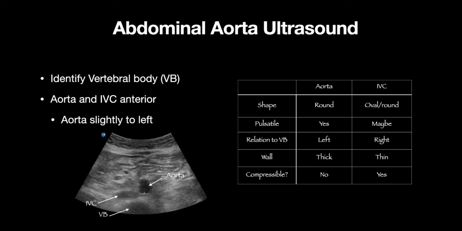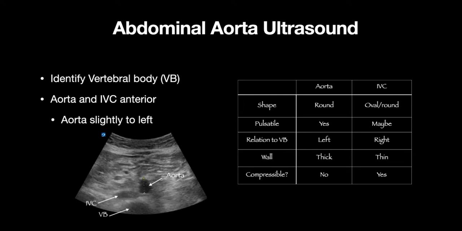So the IVC is slightly over to the right, aorta slightly over to the left. The aorta is circular and pulsatile, and is often visualized to have a thicker wall. However, especially in younger patients, this might not be particularly obvious, and you can't compress it if you were to push hard enough. The IVC, on the other hand, the shape is quite variable. It can be round, it can be oval. People often describe it as pear-shaped or tear-shaped, but it may not be visible at all in certain situations if the patient is extremely dehydrated or hypovolemic.